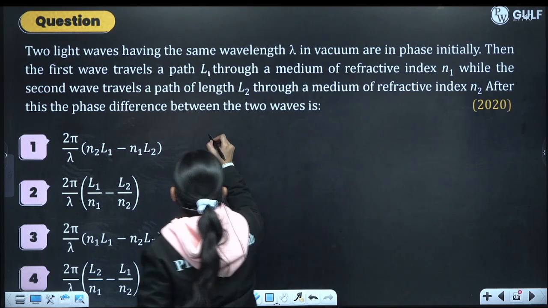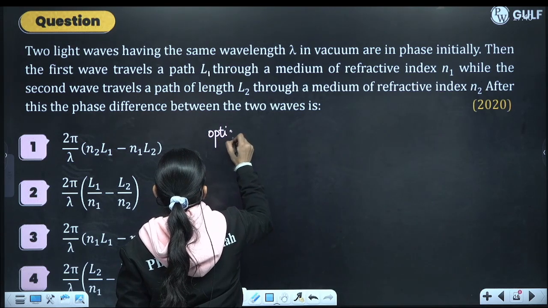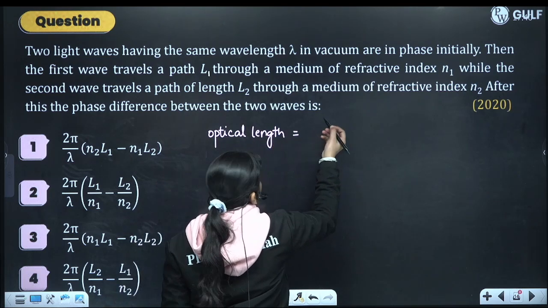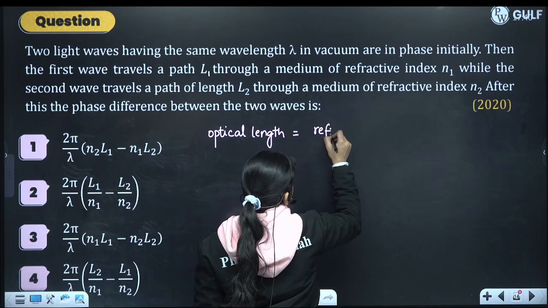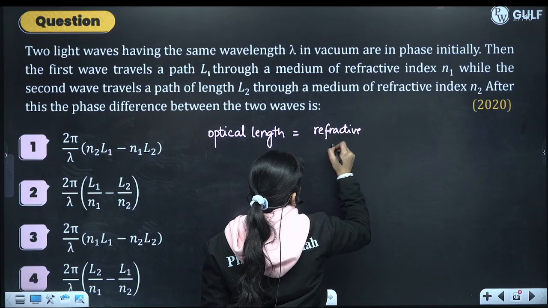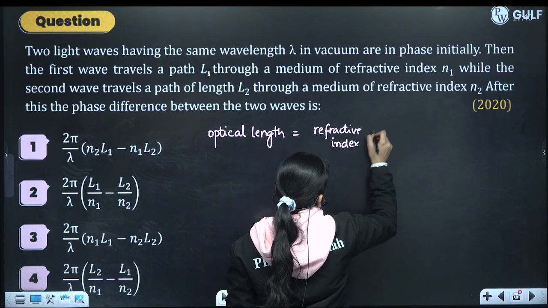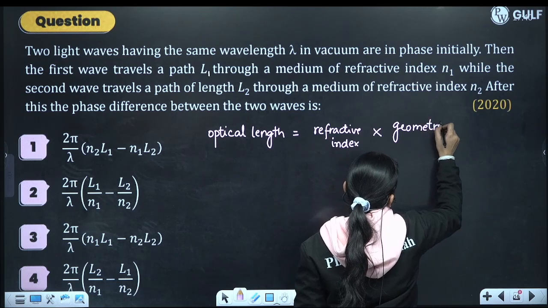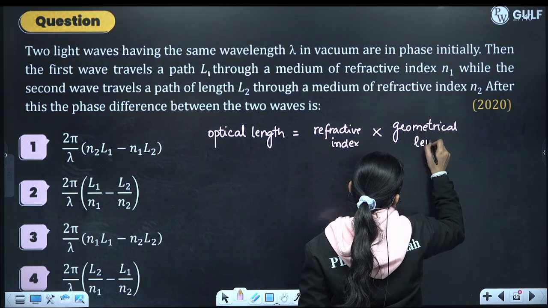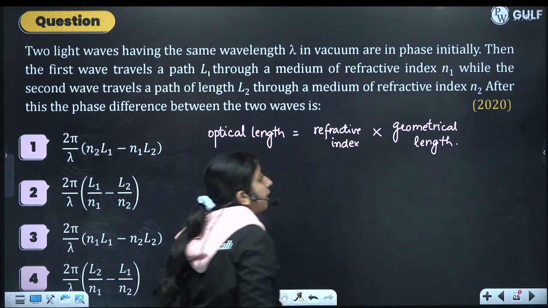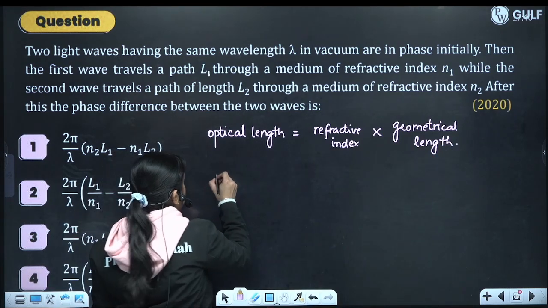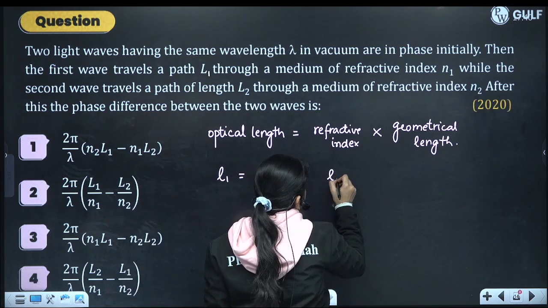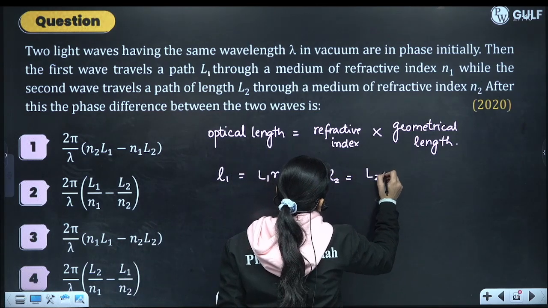Okay, optical length is equal to refractive index multiplied by geometrical length. Optical length is mu times geometrical length. So if we want to find the optical length of the first, it will be L1 N1, and similarly for the second it will be L2 N2.